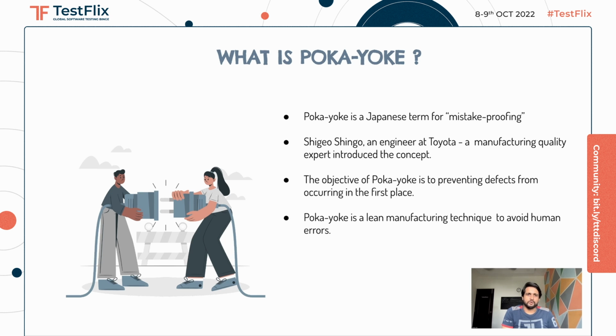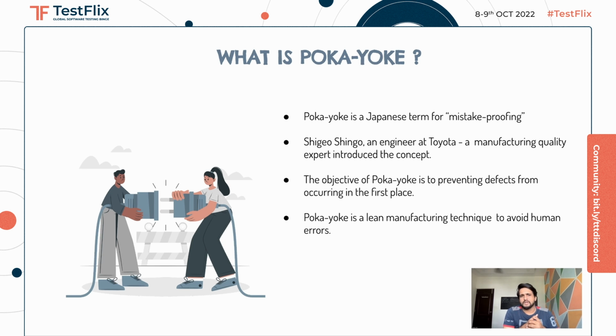So, what is Poka-yoke? As I told you earlier, Poka-yoke is a Japanese term for mistake proofing. Shigeo Shingo, a manufacturing quality expert at Toyota, introduced this term for the first time in the 1960s. Poka-yoke is a lean manufacturing technique that aims to prevent defects from occurring in the first place. The goal of Poka-yoke is to make it impossible to make human errors, which can lead to improved quality and reliability. Basically, Poka-yoke aims to prevent defects by finding and eliminating the mistakes at source.